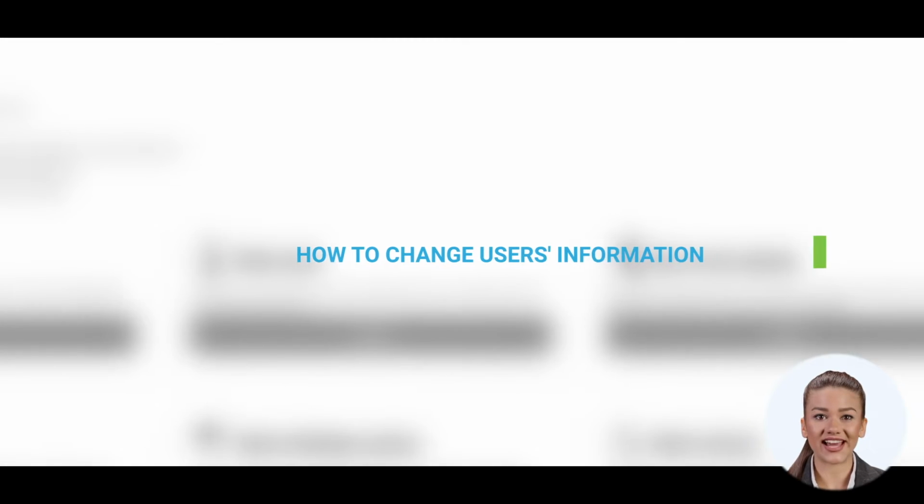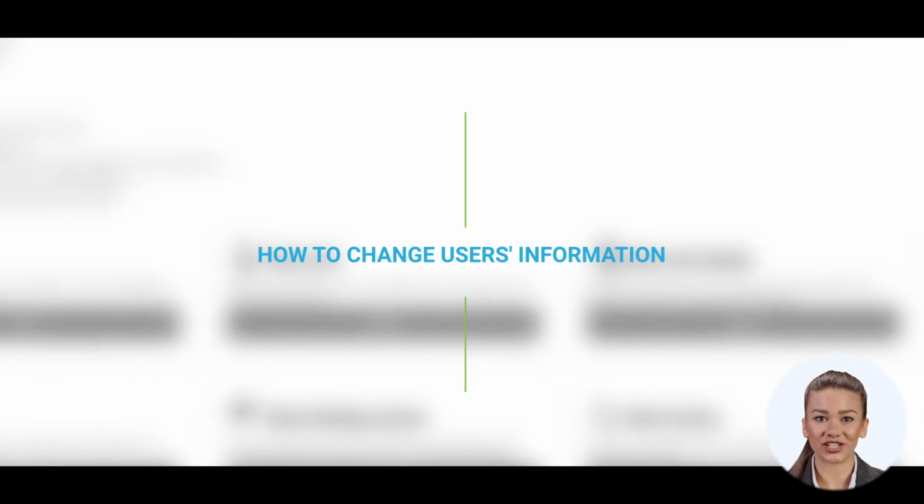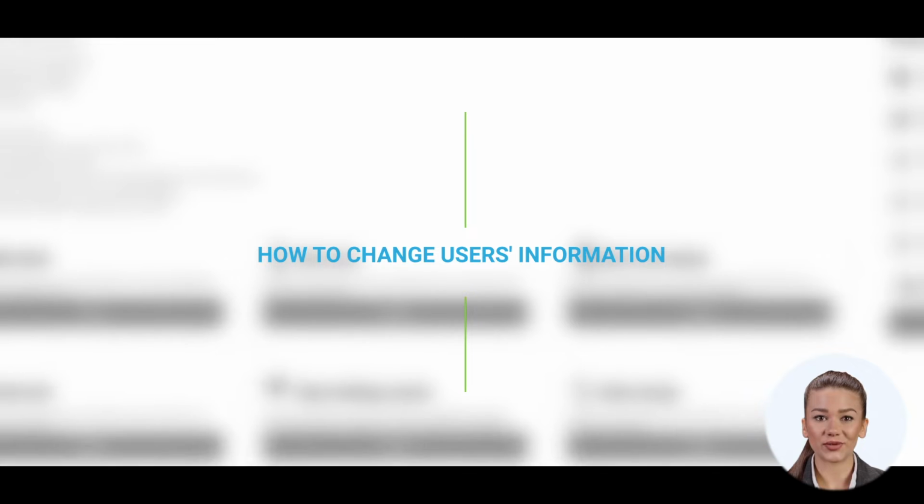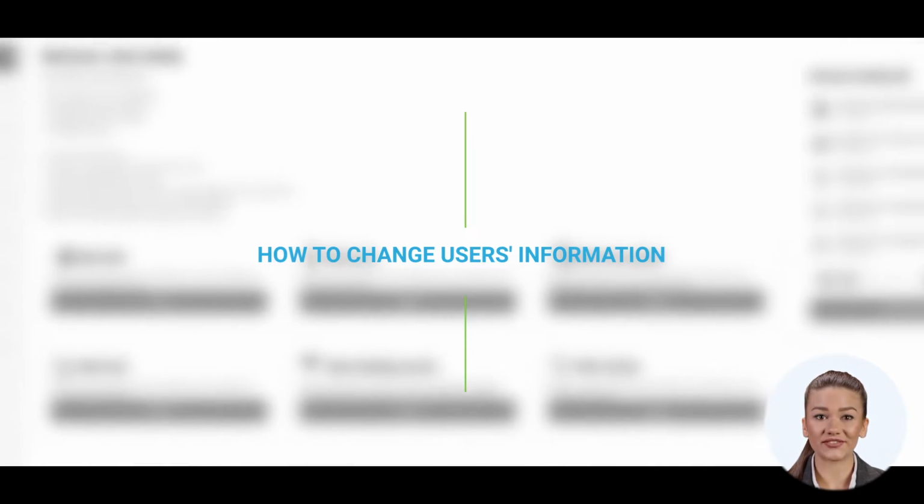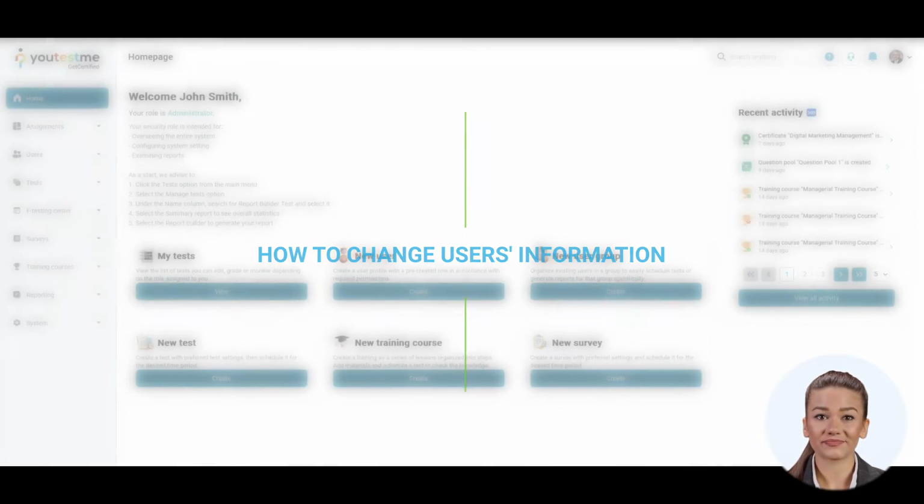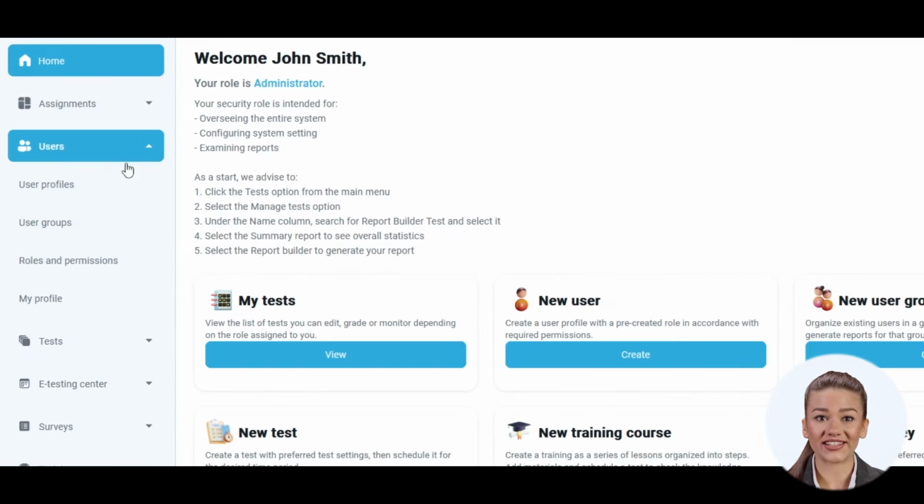This video explains how to change a user's personal information. Users with the administrator role can edit any user's personal information within the system. Hover over the Users tab in the main menu and select User Profiles.